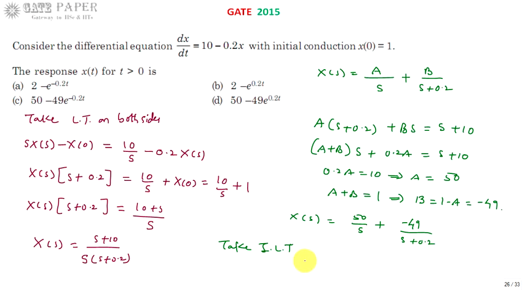If you take the inverse Laplace transform, x(t) is equal to 50/s, which is a constant 50, and minus 49 is a coefficient, so it won't change. Minus 49 times 1/(s + a), and 1/(s + a) is e^(-at), which here is e^(-0.2t). So the equation for x(t) is 50 minus 49 times e^(-0.2t). That is option C. The right answer is C. Thank you.